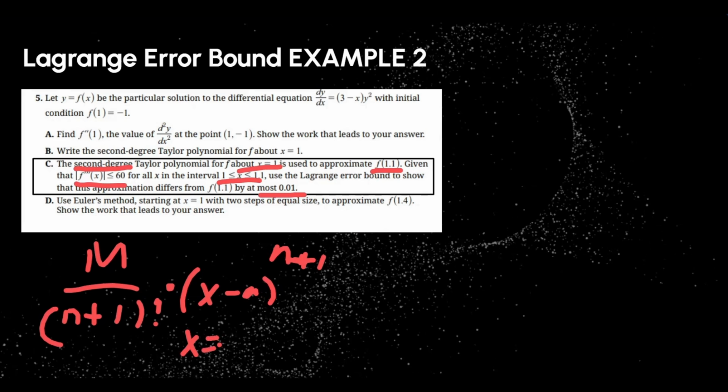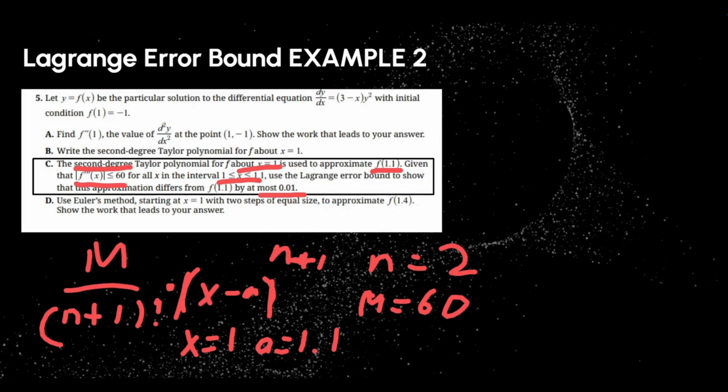x is going to be equal to 1.1 and a is equal to 1. Because this is absolute value, it does not matter too much what you assign to these, as long as one number is the center and the other number is where it's approximating. So we know this is a second degree Taylor polynomial, so n equals 2, and then the maximum value it gives us here, right? In this interval, it's always going to be less than or equal to 60, so we know the maximum value is 60, so M is equal to 60. And x minus a, that's just going to be 1 minus 1.1, which is 0.1 when you take the absolute value of that.